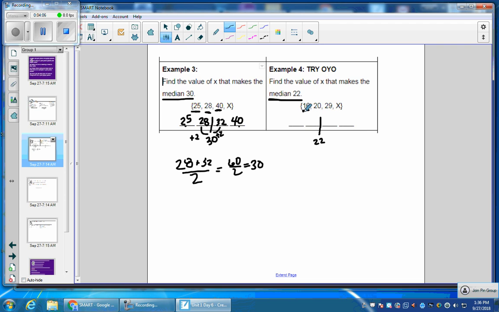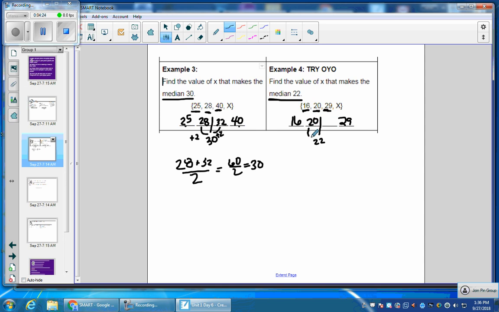So first step, take your smallest number, which is 16, and put it at the beginning. The second step, take your biggest number, put it at the end. That's your max. And then look at your middle here and see, is the last number I have bigger or smaller? 20 is smaller than 22, so I'm going to put 20 here.